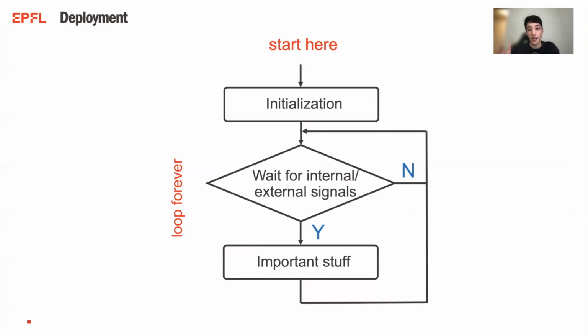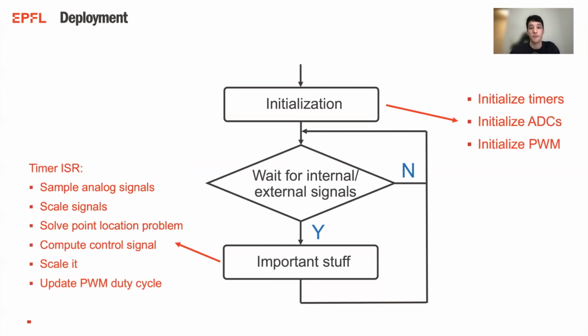In our particular application, what did we have? Well, in the initialization phase, we had to initialize one timer to count up to 100 microseconds. Remember, our sampling frequency was 10 kilohertz. We had to initialize two ADCs, one for the output voltage and one for the inductor current. And of course, we also had a PWM block to generate the PWM signal that would then be applied to the plant.